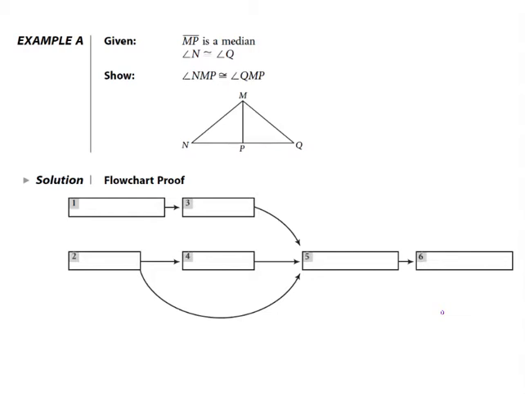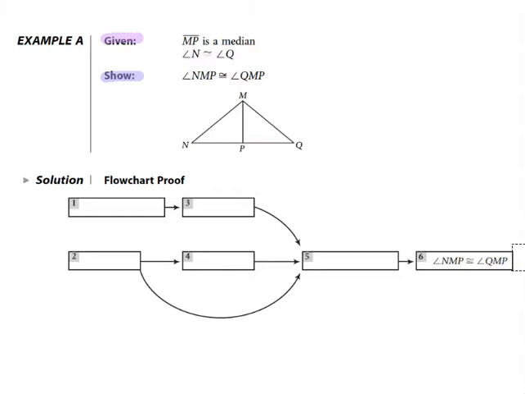Now, at the top of example A, it has a given statement. In this case, it's got two given statements. Those are usually the very first things you use in a flowchart proof. It says show. That is the last thing you're going to write in the proof. So the show is always going to be that last box. If you want to start by filling that in, that would be fine. We don't have the reason yet, but that's what we're trying to show.